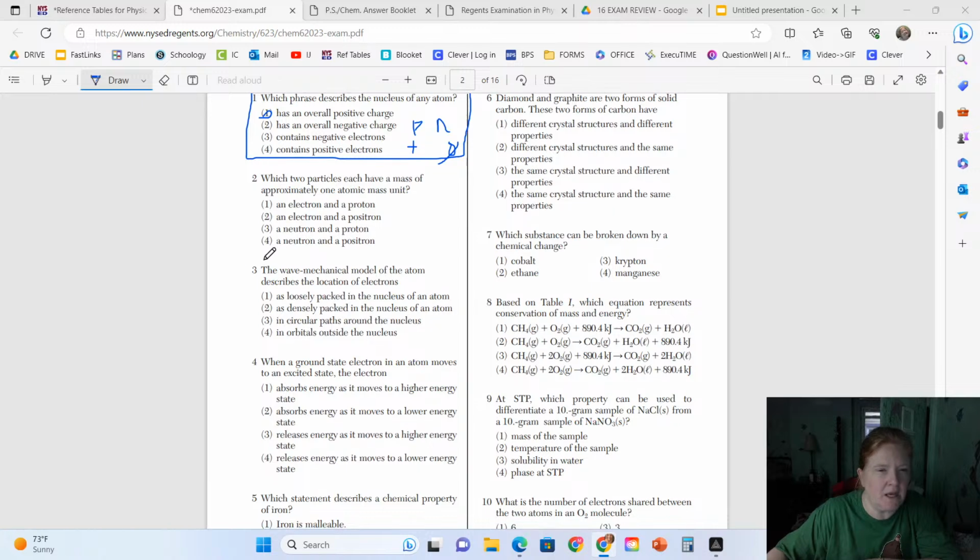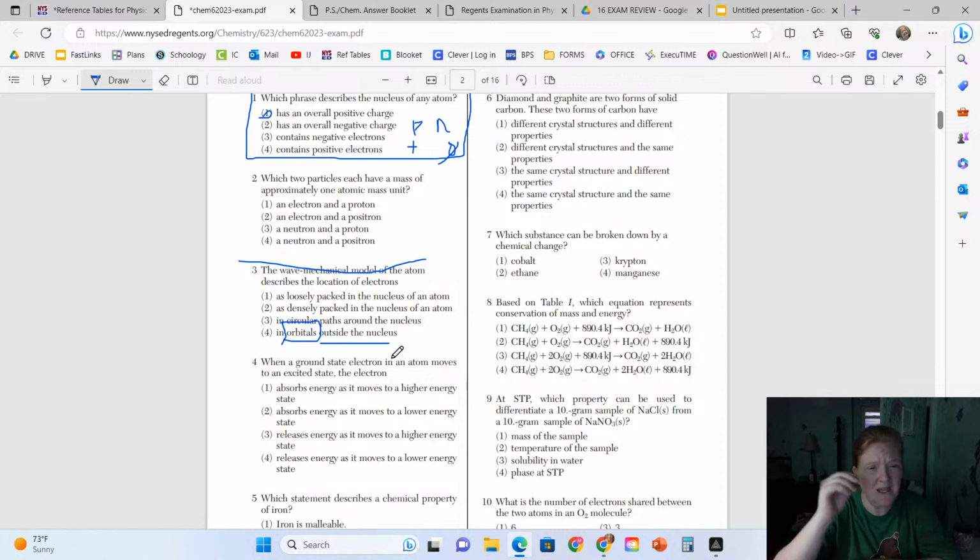Wave mechanical model. They're going to probably ask a question about the wave mechanical model. What you should know is that electrons are in orbitals outside the nucleus. The annoying thing is it can be called the wave mechanical model, but also the modern model, the quantum model, and the electron cloud model. In general, if they name the specific model, they mean the one where we have electrons in orbitals.